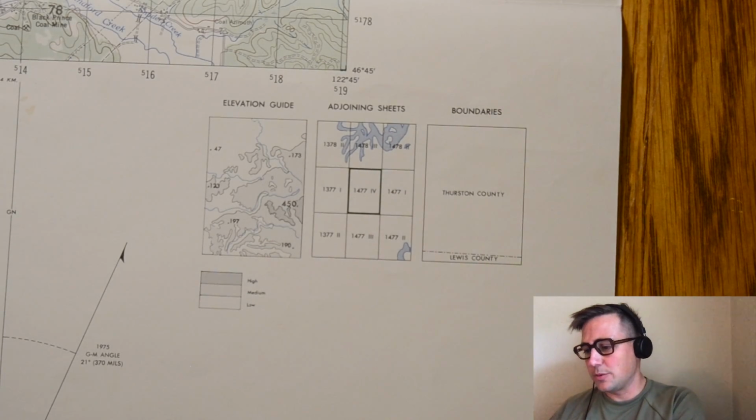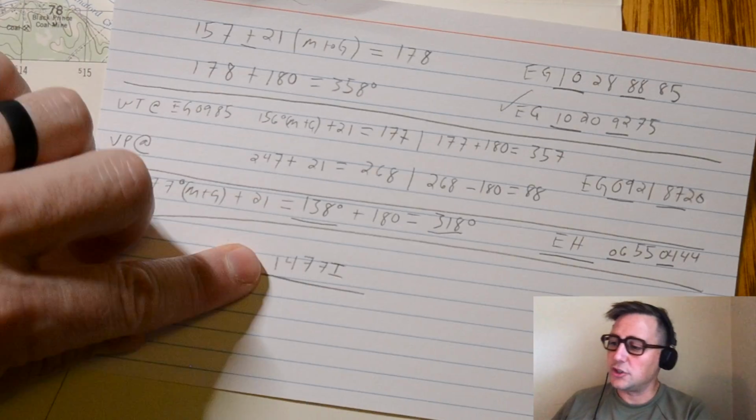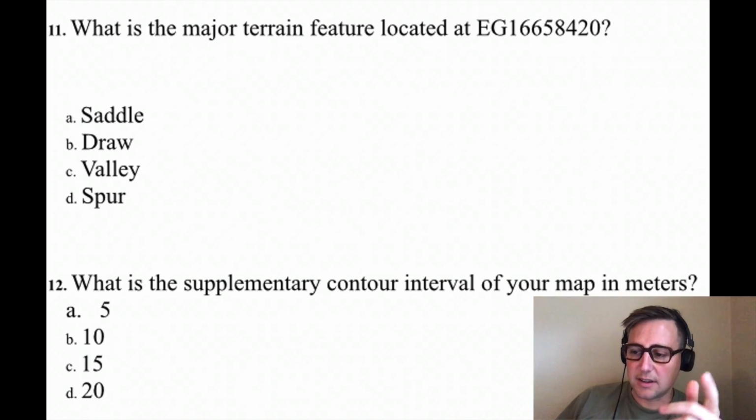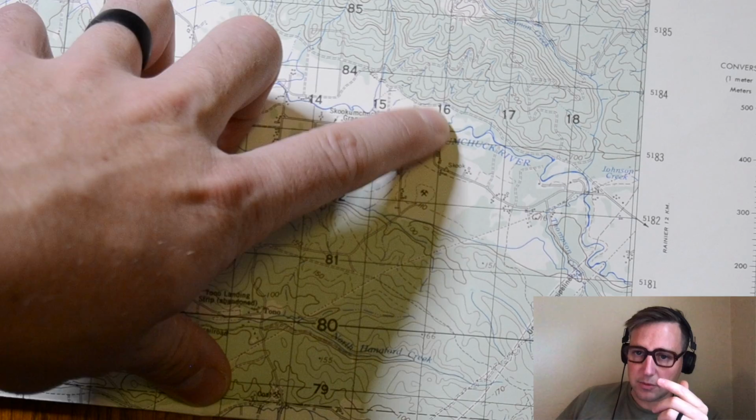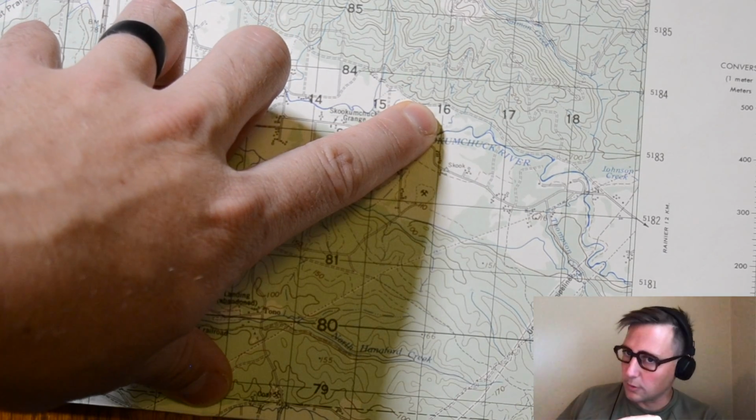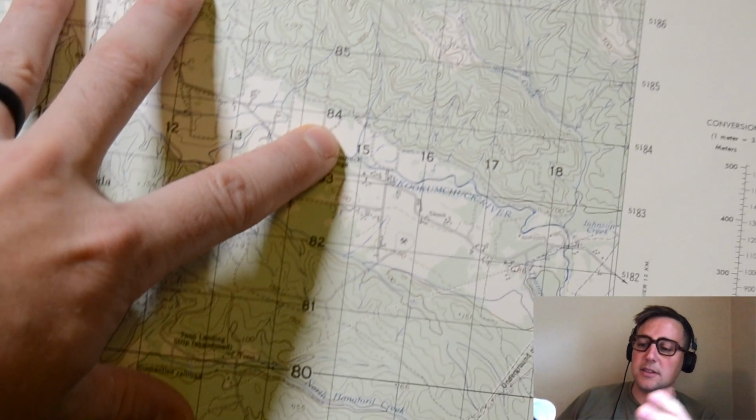All right, next one, real simple, the adjoining sheets. It says right here, it is the sheet to the east, and then you look to the east and find the correct one, not northeast, not southeast, but east of you, and that's how you get the correct answer.